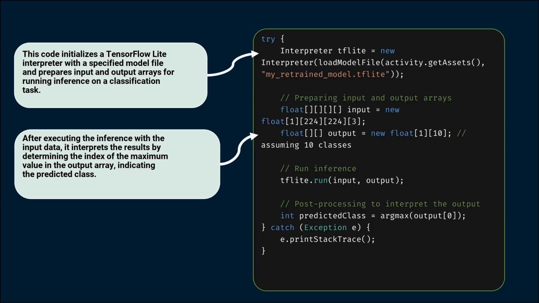For the output, we create a two-dimensional array to hold the model's predictions, assuming there are 10 possible classes for classification. Once the input and output arrays are set up, the core inference is executed using the TFLite run method, which processes the input and generates the output. Finally, we use a post-processing step to determine which class the model predicts as the most likely through the use of an argmax function, enabling us to extract meaningful predictions from the model's output. This systematic approach ensures an efficient integration of the MobileNet model into the Android application for real-time image analysis.